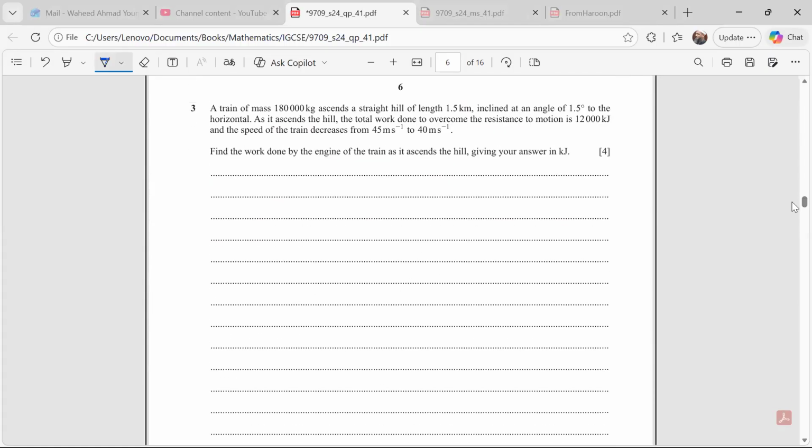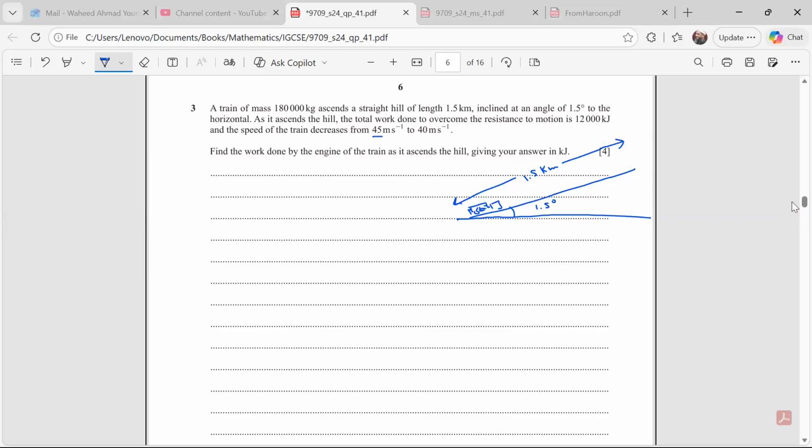I think it's a pretty straightforward question. A train of mass this much ascends a straight hill of length this much inclined at an angle 1.5. So basically, there's a horizontal surface, and there's an inclined plane which is 1.5 kilometers long, and its angle is 1.5 degrees. A train is ascending this slope, right? In the beginning, its speed was 45 meters per second.